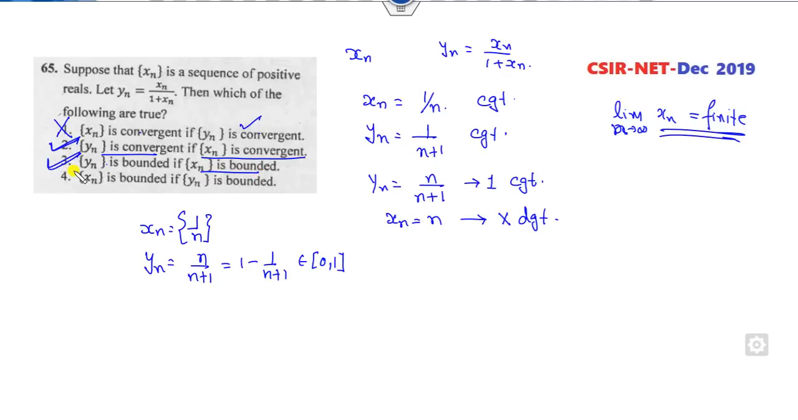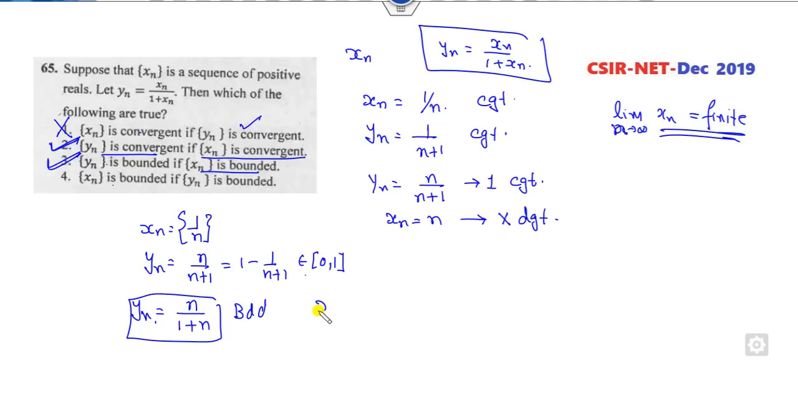Can you think about this? If this is my yn, which is bounded as I discussed here, what is the corresponding xn? From here, xn will be n, which is unbounded. So in this option, xn is not bounded even though yn is bounded. This option is cancelled. So the right answers are the second and the third.